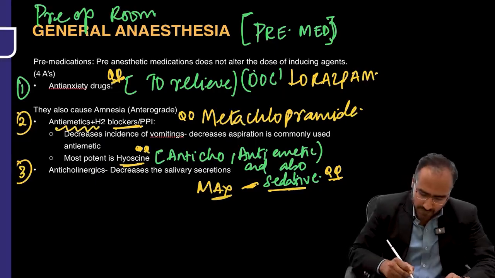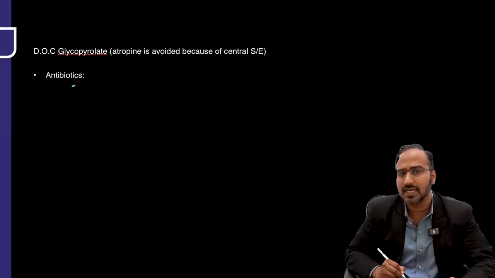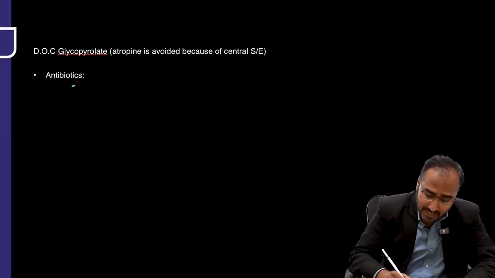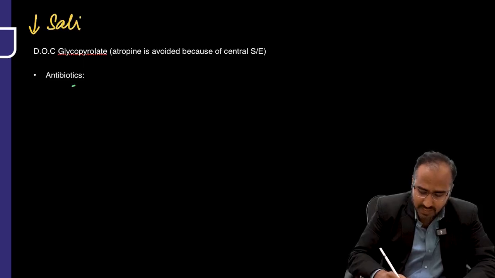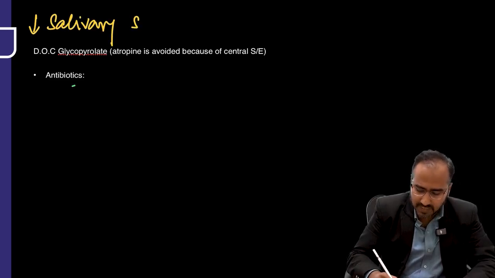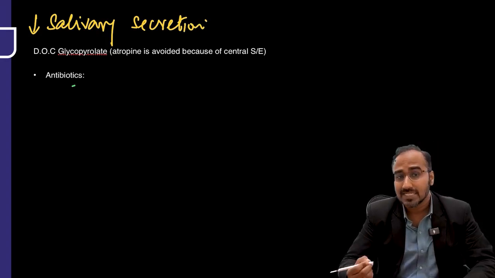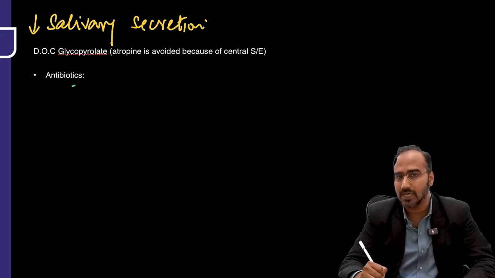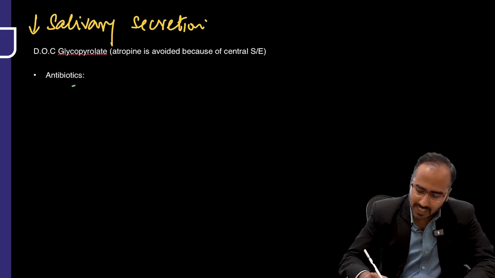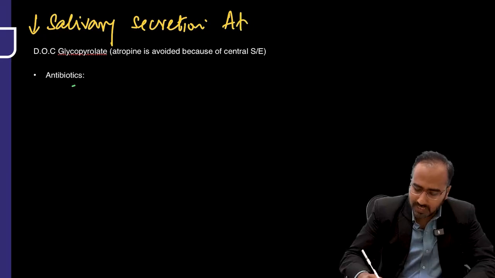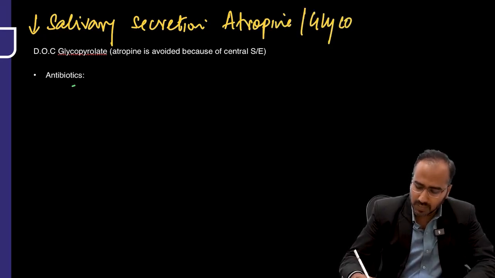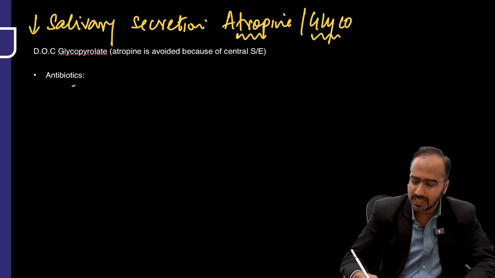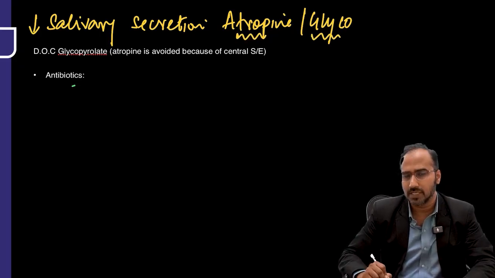What is the rationale of giving anticholinergic before surgery? Anticholinergic decreases the salivary secretions. Sometimes patient might aspirate salivary secretions. In order to inhibit those secretions, we give anticholinergic. In anticholinergic, there are two choices, guys. One is atropine, other is glycopyrrolate.